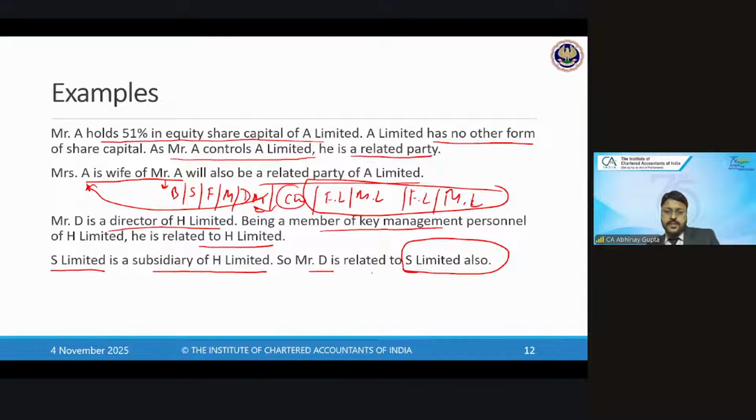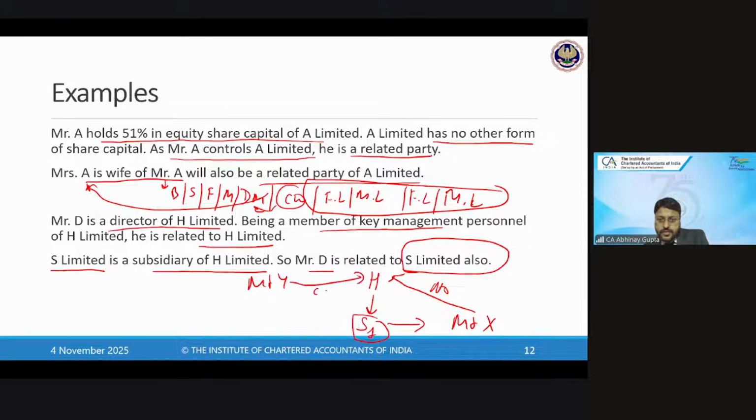That is the difference from ICAI. Suppose this is a holding company and this is a subsidiary company, and the subsidiary has a CFO or director, say Mr. X. Then Mr. X is the CFO of S1. Related, yes or no? Yes, sir, related. Is Mr. X related to the holding company, yes or no? No, it is the other way around. So suppose Mr. Y is the CFO or director, or the KMP of H.